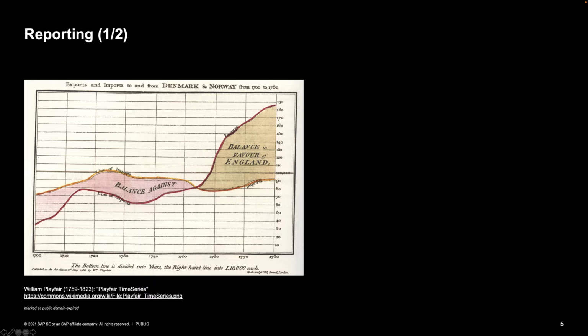Let's come back and focus on reporting. When I say come back, also a jump back in time. This report is actually dating from 1786. It shows the trade balance between England and Denmark and Norway. We already can recognize a line chart with 2 lines and a color-coded area.